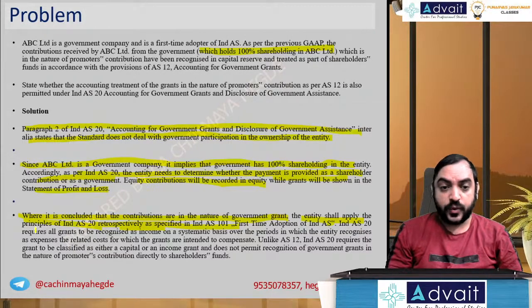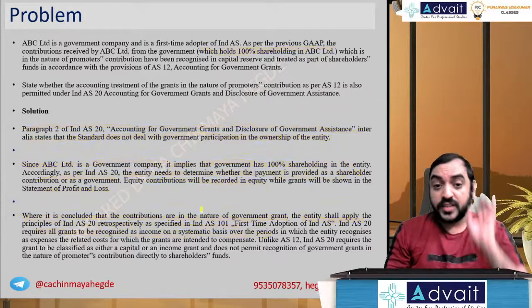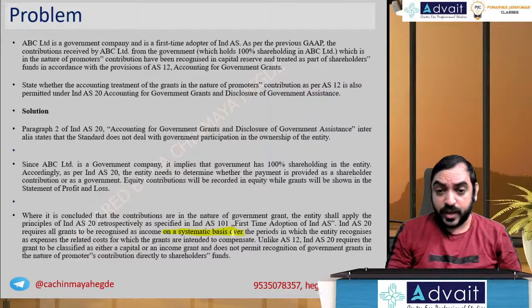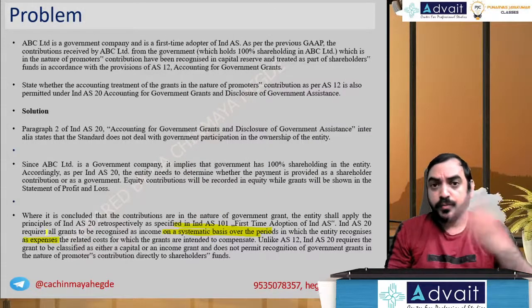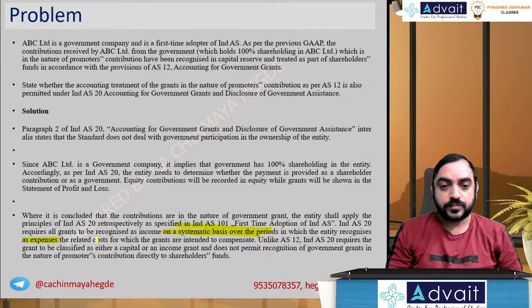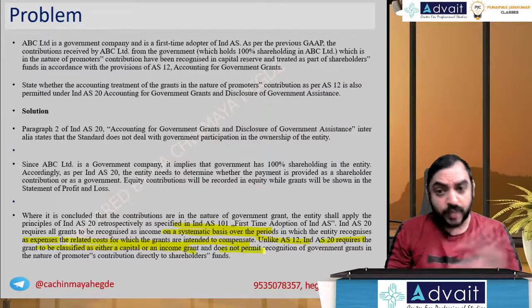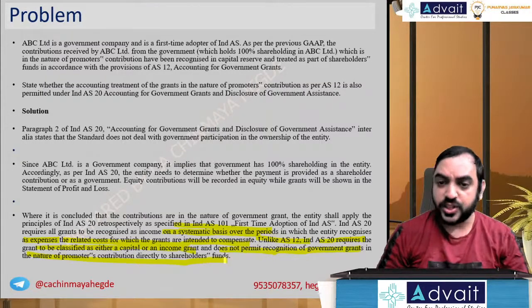Ind AS 20 requires all grants to be recognized in income on a systematic basis. Okay, what is the keyword to be remembered? On a systematic basis over the periods in which the entity recognizes an expense, because a grant would be given for some purpose, and based on that purpose, the related costs which the grants are intended to compensate. Unlike AS 12, Ind AS 20 requires grants to be classified either as capital or as income, and does not permit recognition of government grants in the nature of promoter's contribution directly to shareholders' funds.